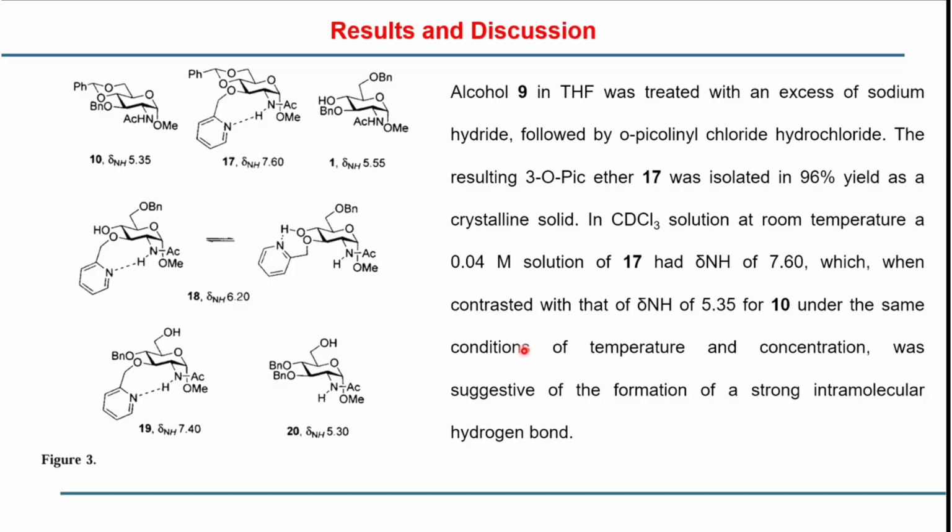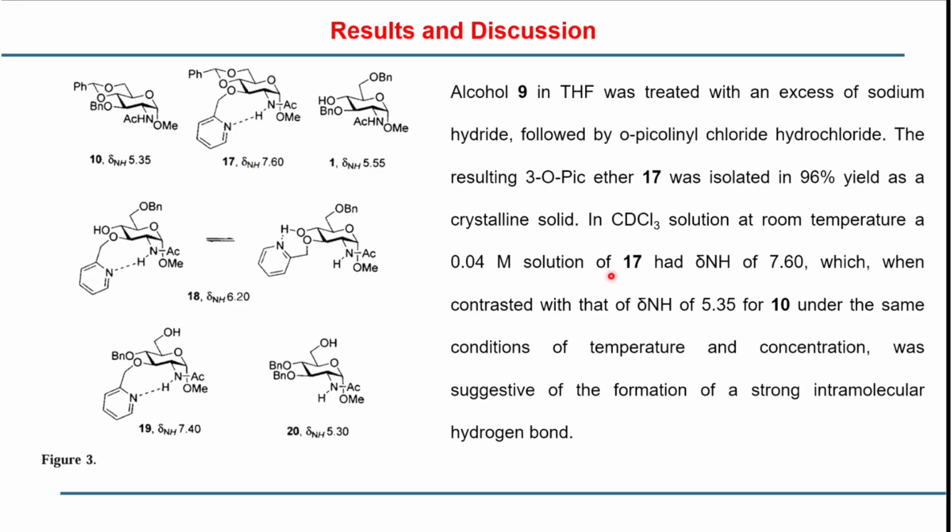To overcome that, to disrupt the intermolecular hydrogen bonding, they installed a heterocyclic functionality inside the system so that it will undergo intramolecular hydrogen bonding. Then that amine NH will not be free for intermolecular hydrogen bonding. For that, they started again with compound 9, and treated compound 9 in THF with excess sodium hydride, followed by picolinoyl chloride hydrochloride, resulting in 17 as a solid in 96% yield.